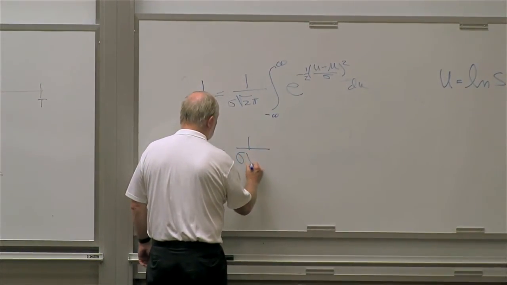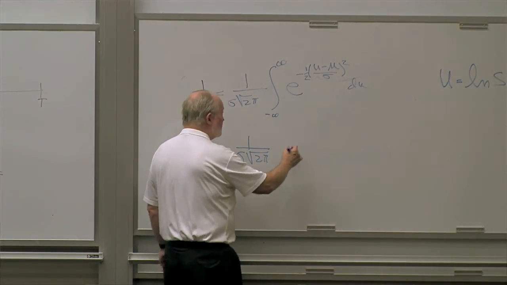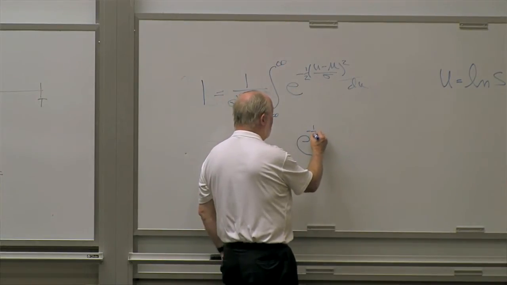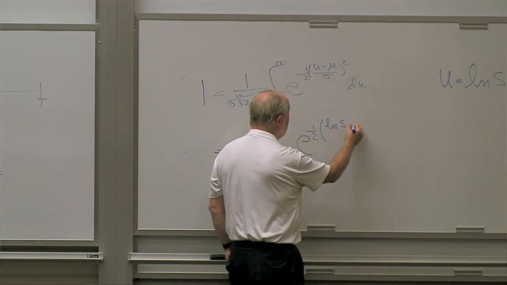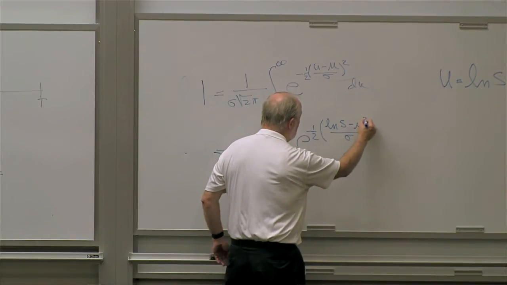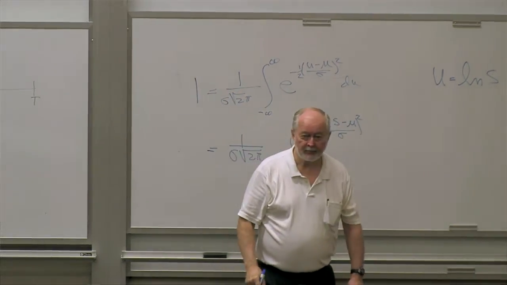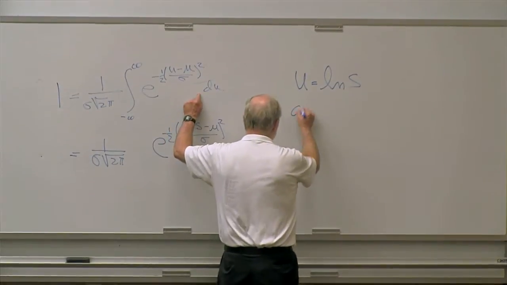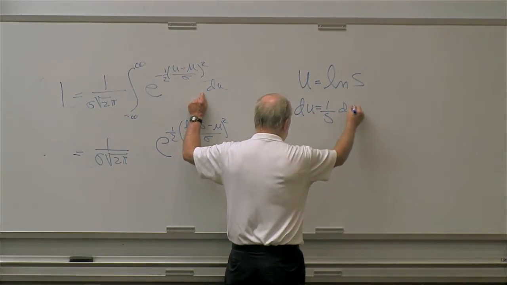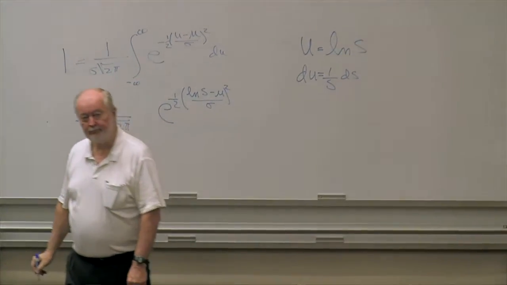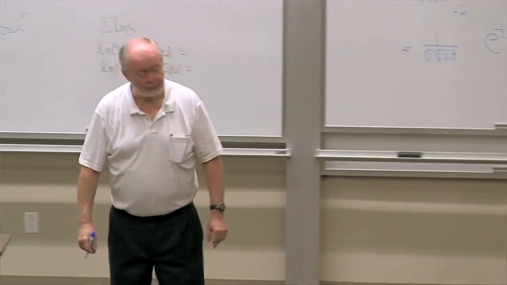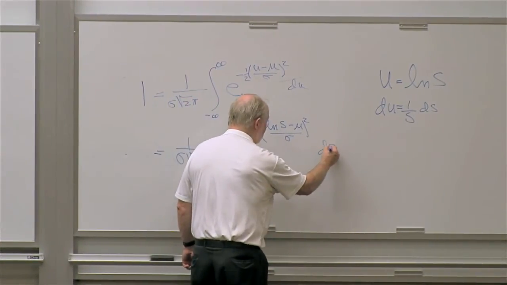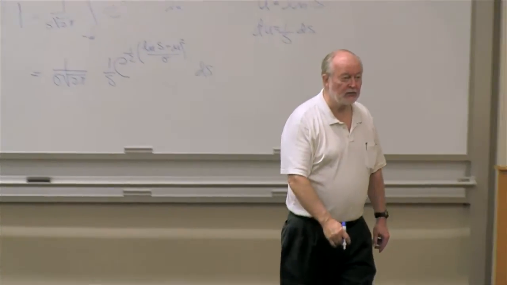Okay, enough of you are looking up that I figure you have that. So first, everywhere I see a U, I'm going to write in the natural log of s. Minus 1/2 natural log of s minus mu over sigma squared. Now, I have a du. So I have to find what is du. Du is equal to 1 over s ds. And so therefore, I'm going to have a 1 over s ds with the change of variables.